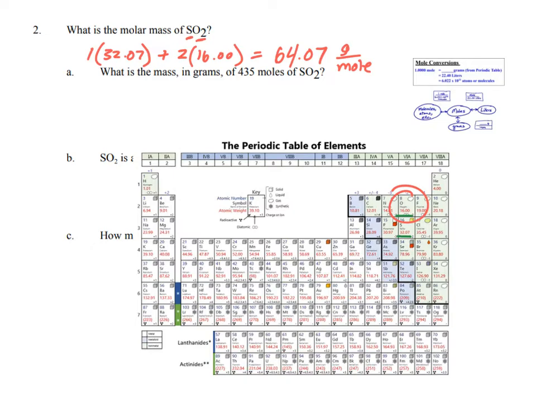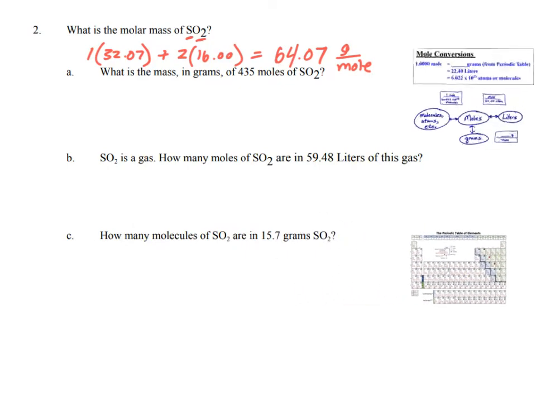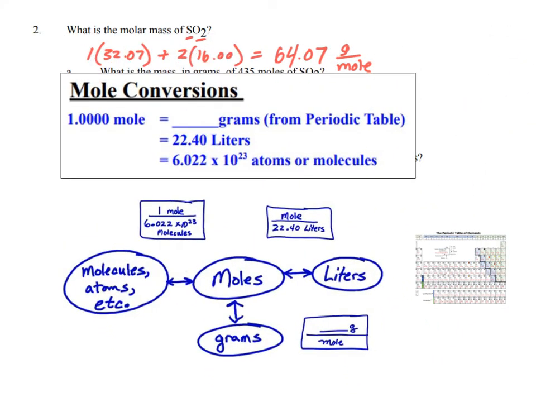All right, now, question A. What's the mass in grams of 435 moles of SO2? Okay, let's take a look at this chart. What does this chart tell us? It's got some conversion factors in the box at the top, and it's got a little diagram showing us the different types of conversions that we might do.